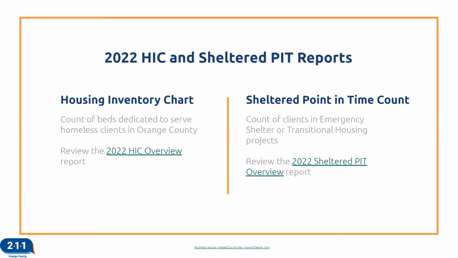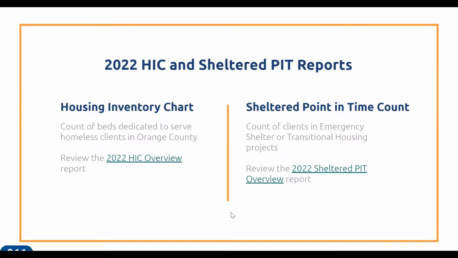As a reminder, the Housing Inventory Chart, or HIC, is a count of beds dedicated to serve homeless clients in Orange County. And the Sheltered Point in Time count is a count of clients in emergency shelter or transitional housing projects on the night of the count. And this year, the night of the count was February 21st. Next slide, please.